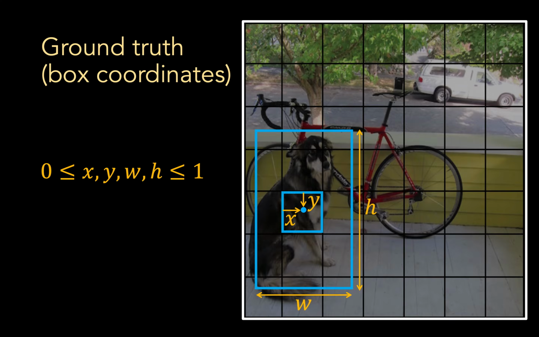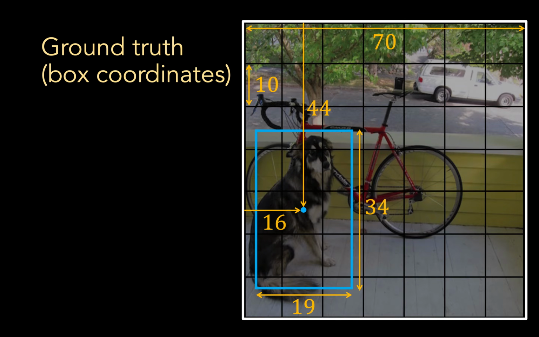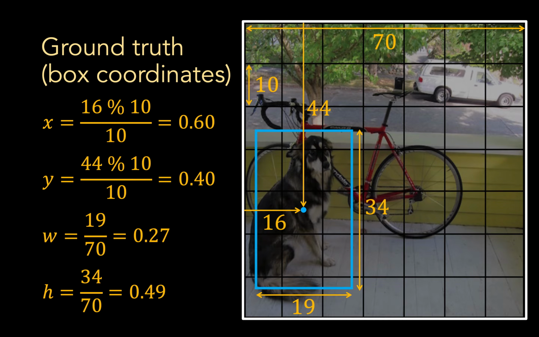So just to take a quick example, let's say that the coordinates of the point are 16 and 44 pixels, respectively, from the top left origin of the entire image. Let's say each grid cell is 10 by 10 pixels, and the image has 7 grid cells on each axis. Then the x and y values are 0.6 and 0.4 respectively, where the percentage sign here is just the modulo operator. And the width and the height are obtained by dividing by 70.